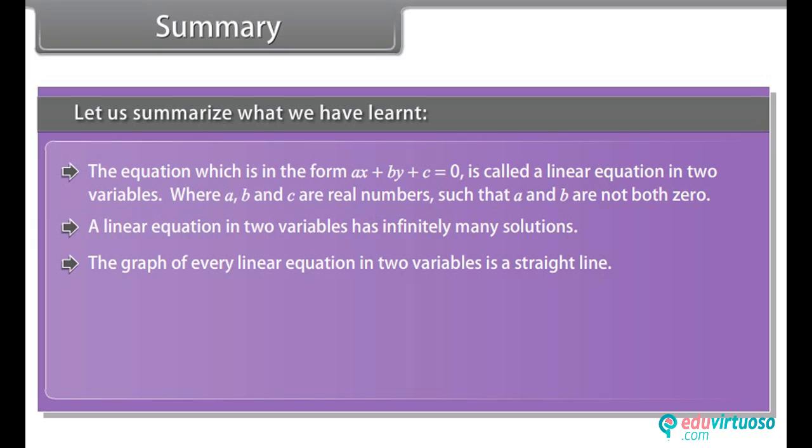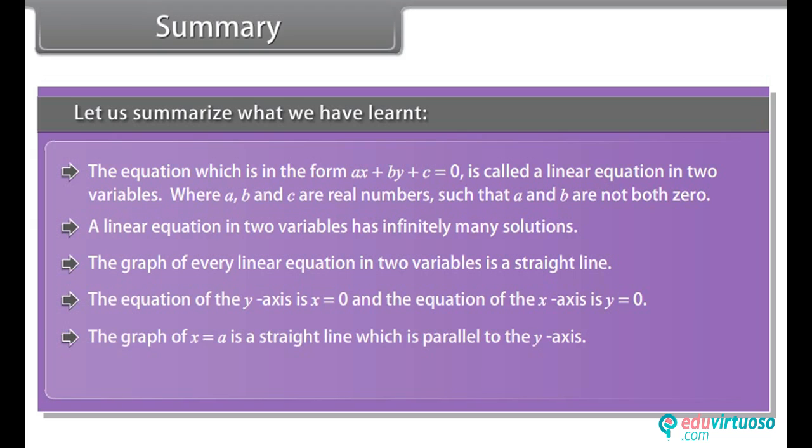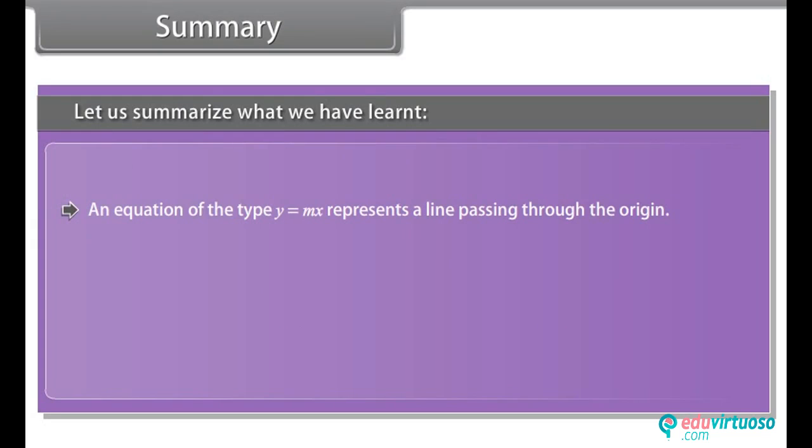The equation of the y-axis is x is equal to 0 and the equation of the x-axis is y is equal to 0. The graph of x is equal to a is a straight line which is parallel to the y-axis. The graph of y is equal to a is a straight line parallel to the x-axis. An equation of the type y is equal to mx represents a line passing through the origin.